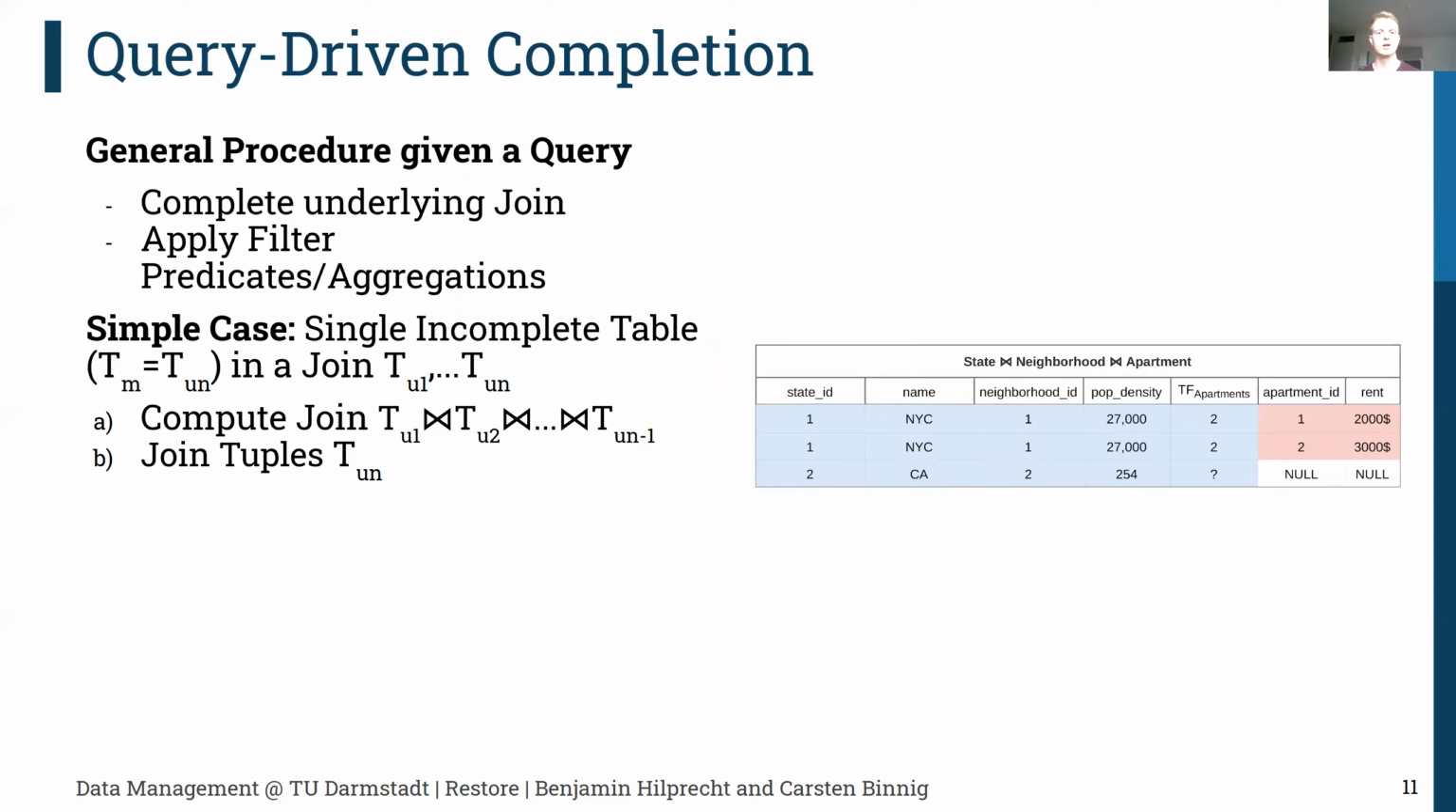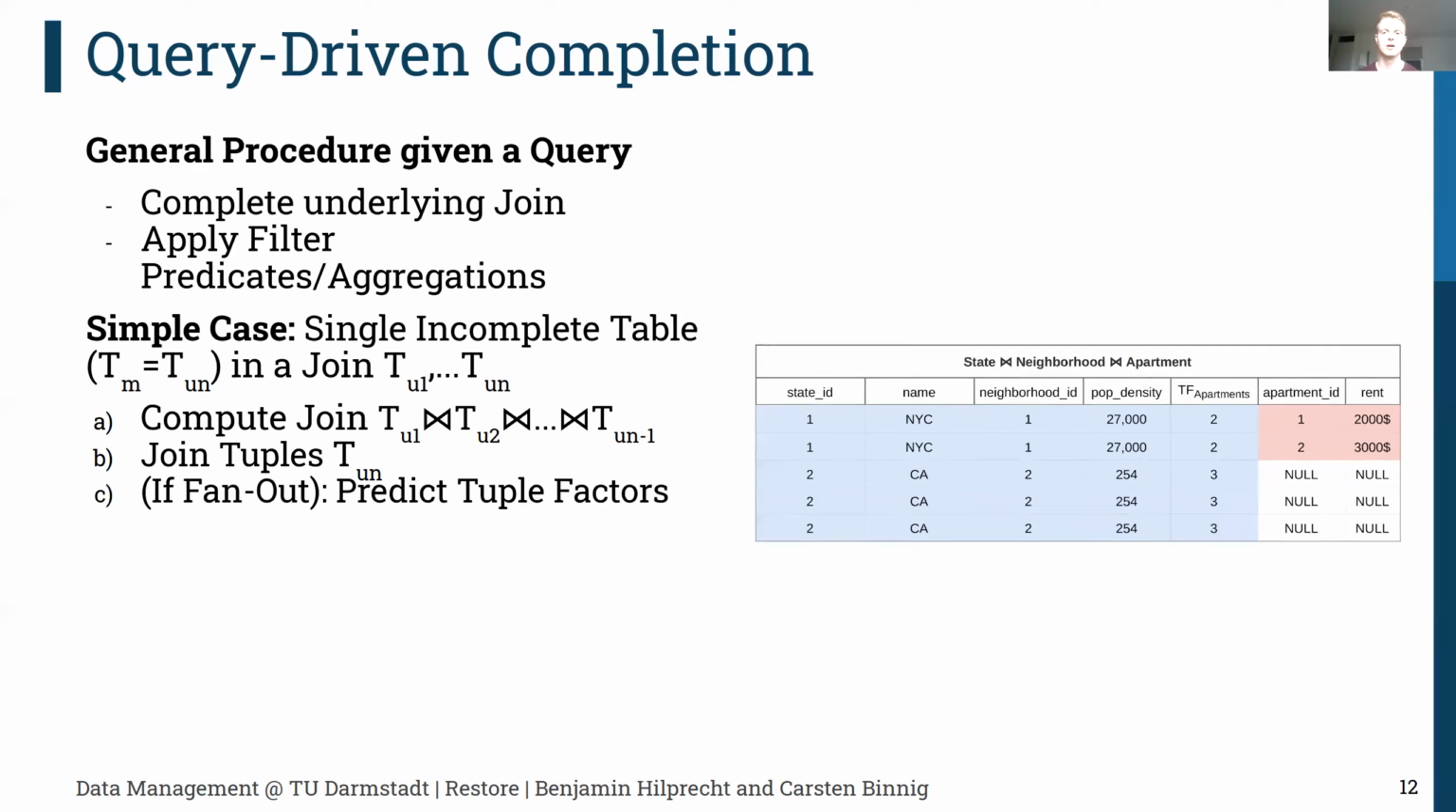And as we can see, for the neighborhood in California, we don't have any apartments. So what we do next is we predict the tuple factors. Of course, this is only required if we expect several join partners. But here, for one neighborhood, we of course expect several apartments, so we have to estimate this tuple factor. And as I said previously, for some tuples we know the tuple factor, so the machine learning models can also predict appropriate tuple factors for the remaining tuples.